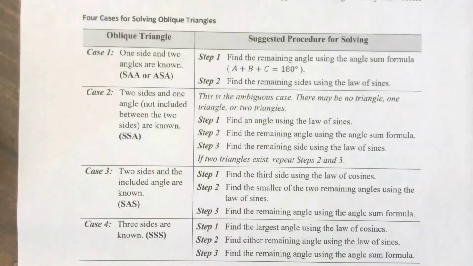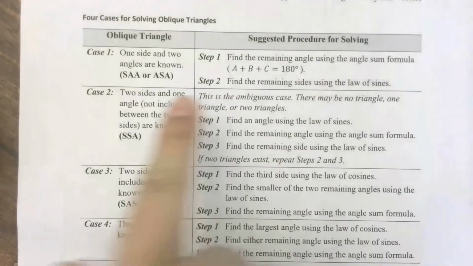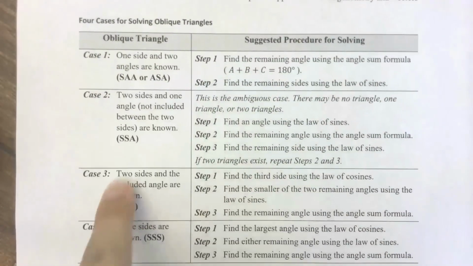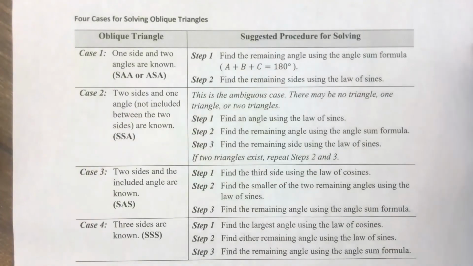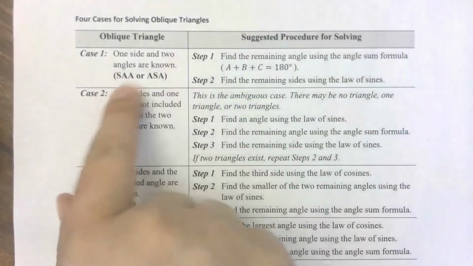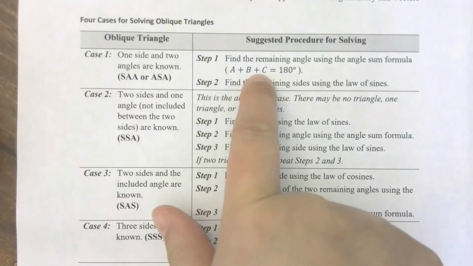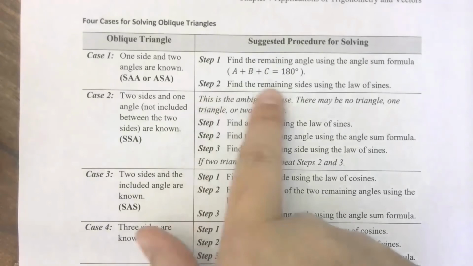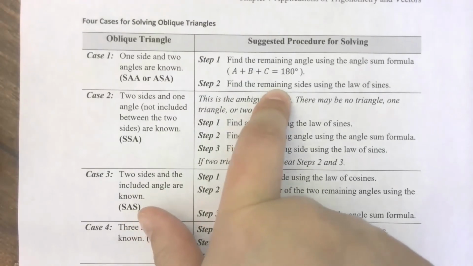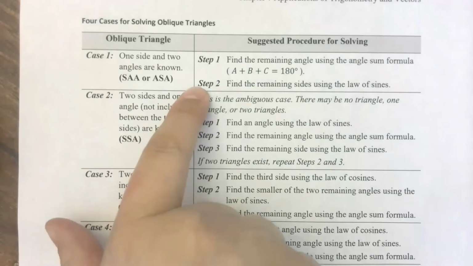Alright, so on this last page, we have the 4 cases for solving oblique triangles. This is going to cover all of chapter 7 that we've done so far: case 1, case 2, case 3, and case 4. Case 1 is side-angle-angle or angle-side-angle. This is just finding the third angle using the angle sum formula, because in this case you're given 2 angles. Then use the law of sines to find the other 2 sides that are missing.